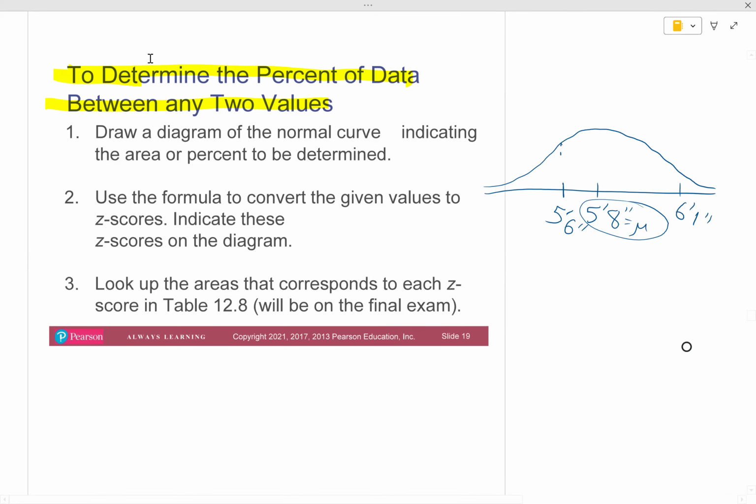I have to look for the area underneath the curve between 5'6" and 6'1". That's what it'll come down to. I want to know what percent of my data is in that shaded area, something like that. This is what we're referring to here.